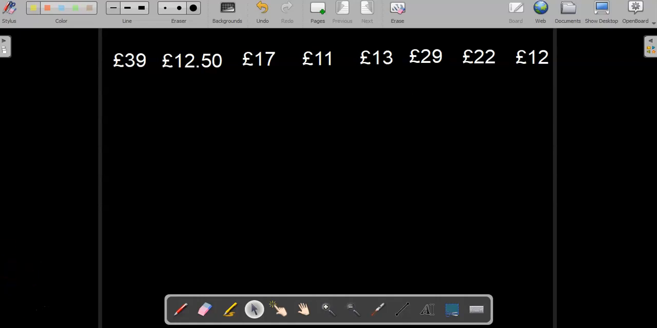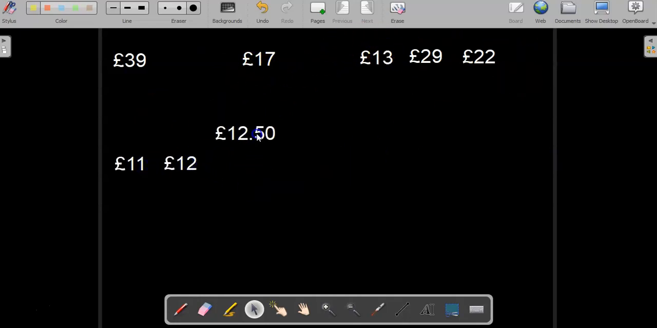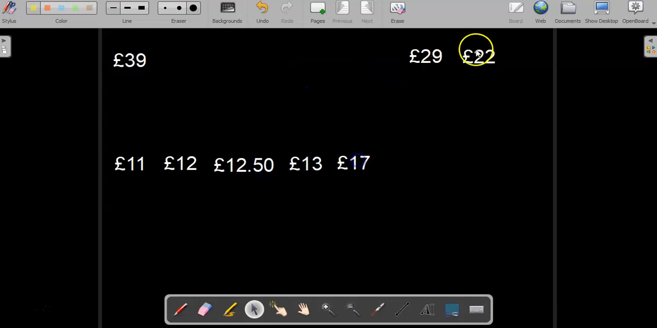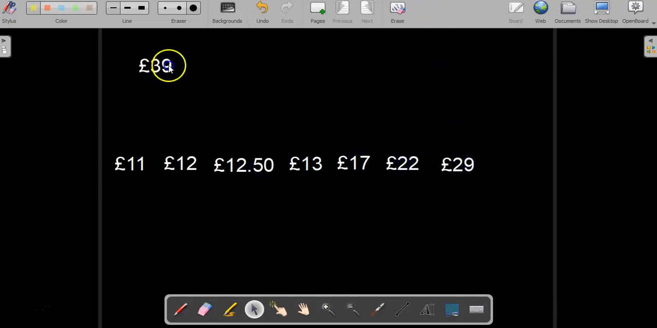Okay, so I'm going to model doing this now, and hopefully you'll have had the same answer as me. First things first, let's put them in size order. Start with 11, and then 12, then £12.50, then 13, then 17, 22, 29, and 39. They're in size order. That's step 1. Next step, let's identify that midpoint.